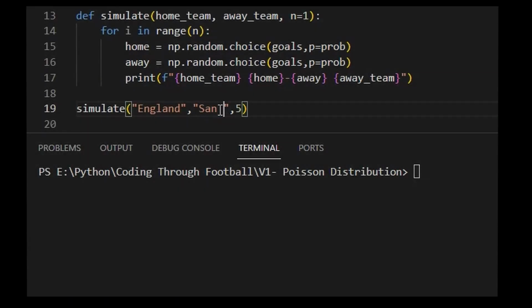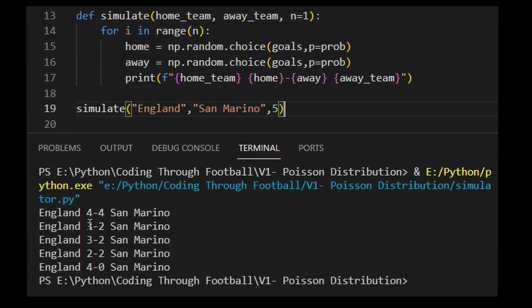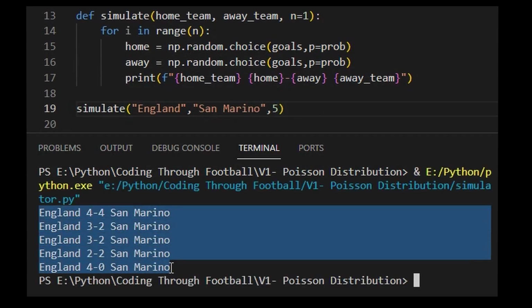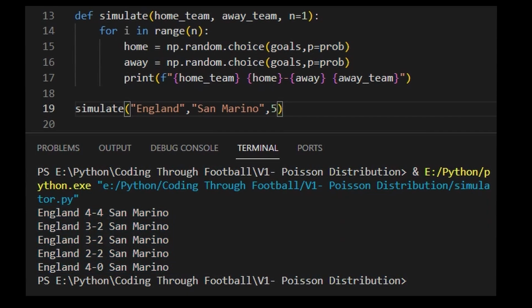Now, let's replace France with San Marino. The results immediately highlight a limitation of this approach. Since both teams are modeled with the same average scoring rate, the simulation does not reflect the difference in relative team strength. As a result, the high goal counts for San Marino appear more frequently than they realistically should.